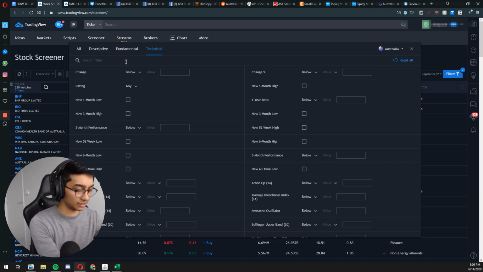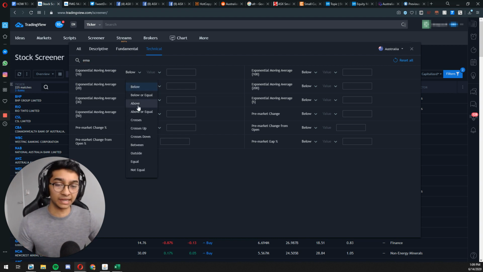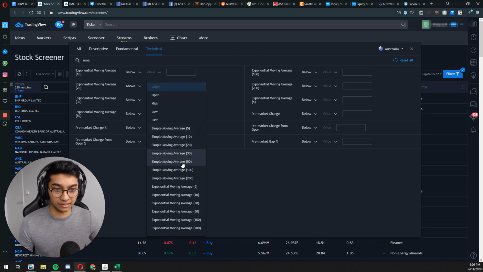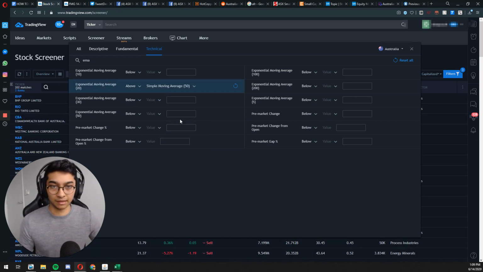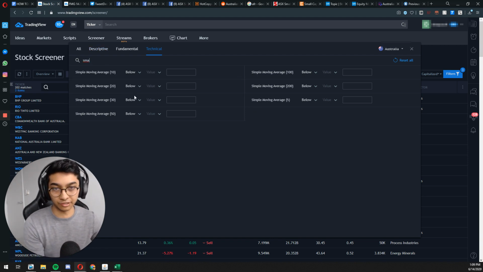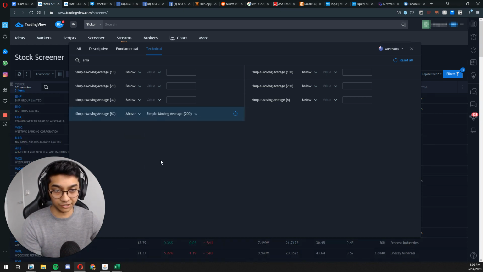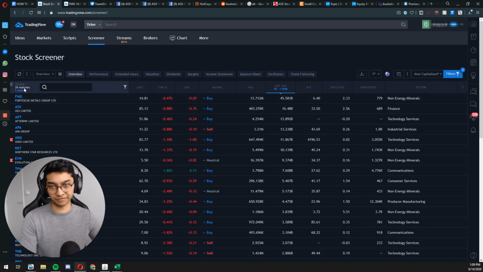So what I like to look at is the EMA, the exponential moving average, which is just a different mathematical equation applied to the moving average, and it's more weighted. And so I like to do the 20-day EMA is above the 50-day SMA. And then let's look for SMA, the simple moving average, which is the normal one. I like to do the SMA 50 is above the SMA 200. And see, we've filtered down from 1,772 stocks to 39.